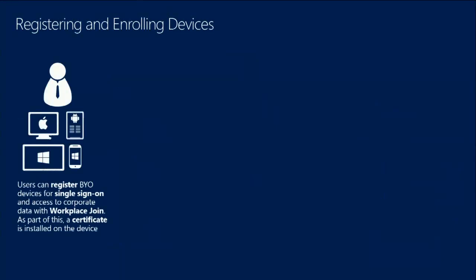So for a user to register their device, they can register a device, and then that will give them the capability to use Active Directory's single sign-on capabilities. This is with Workplace Join. Part of what we do in the Workplace Join scenario is we install a certificate on the device that is specific to that device.